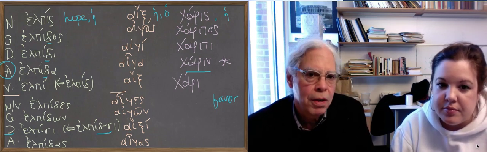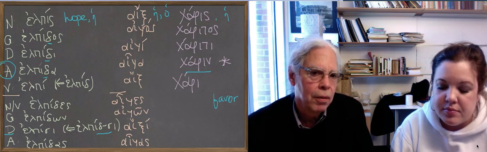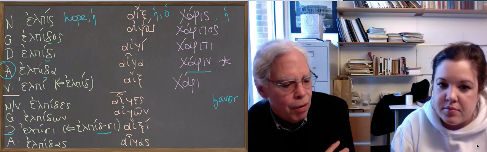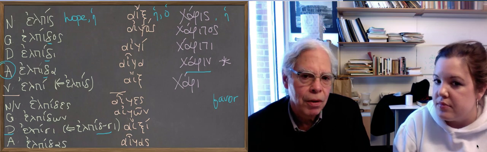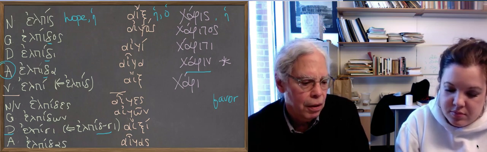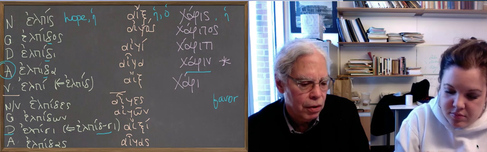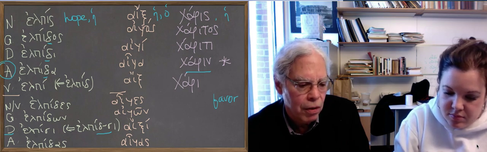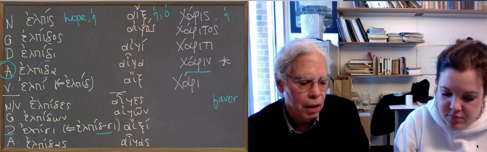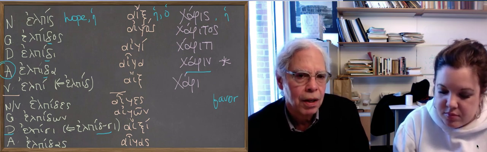So there's charis, charitos. There you can see that you have the ending with a T. And chariti, that's new, that tau. The older forms of charis don't have that T. But in the accusative singular, you see the fact that these nouns originally just ended with an I, and the accusative ending is the nu.